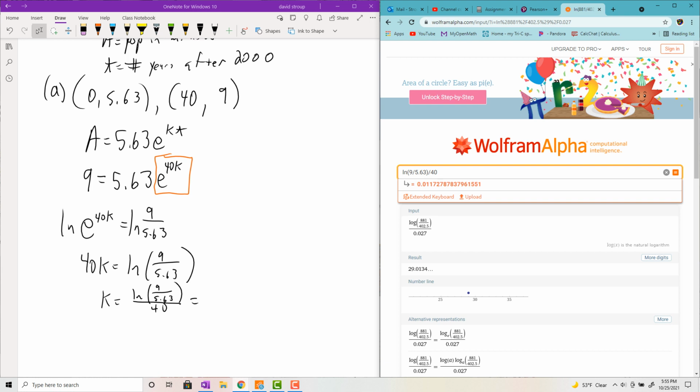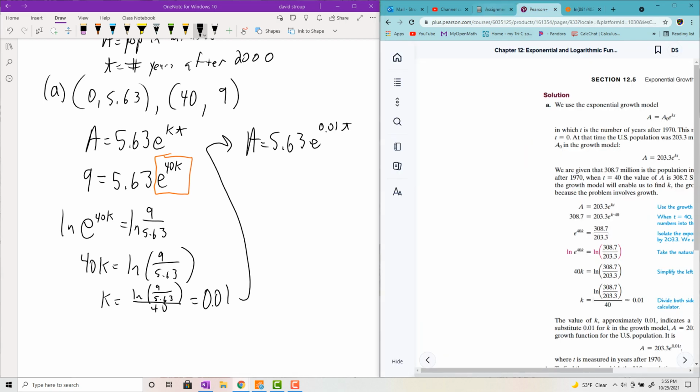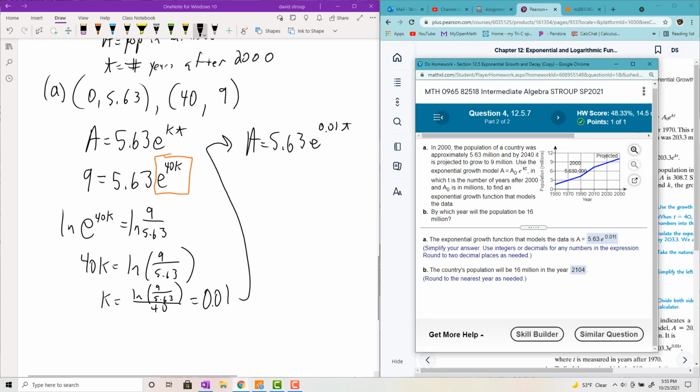Okay, so it's 0.01 for k, and so I could rewrite my model now as A equals 5.63 e to the 0.01t. And I think the book, or the homework, asks for it, and then you could put it in and make sure it's right before you go on. All right, so yeah, there it is.